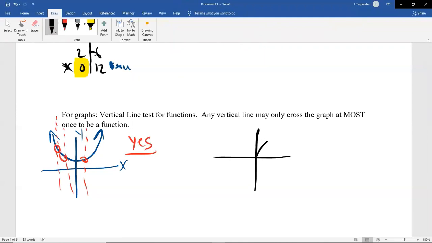Now I can draw vertical lines on the left side. All of these are zero. These don't touch it at all. They're perfectly fine. So someone might say, yes, this is a function, but you have to consider everything.